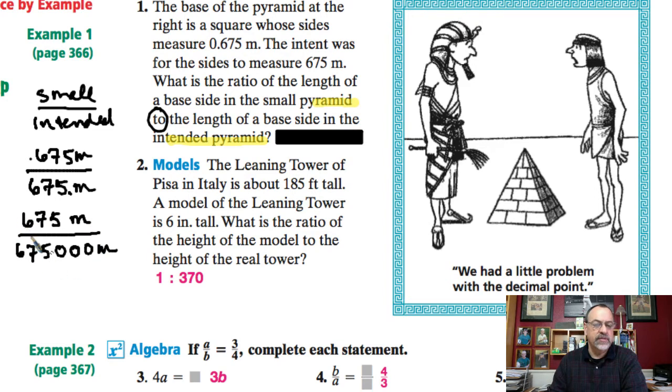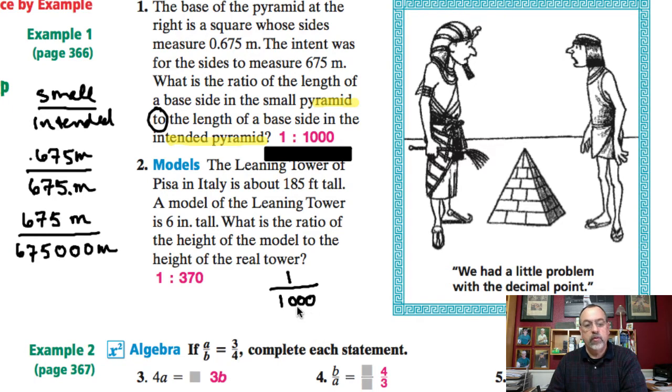Now I can go ahead and simplify my fraction. So both of these values are divisible by 675. So the numerator divided by 675 is 1. The denominator divided by 675 is 1,000. So my ratio is 1 to 1,000. And what that means is the smaller pyramid is 1,000 times smaller than what we intended the pyramid to be.